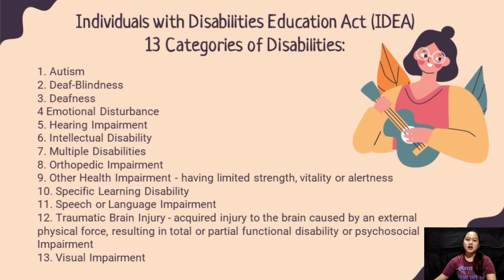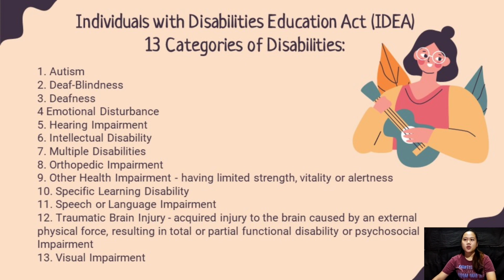So next is intellectual disability. Intellectual disability is significantly below average general intellectual functioning that occurs concurrently with deficits in adaptive behavior and manifests during the developmental period and has a negative impact on a child's educational performance.